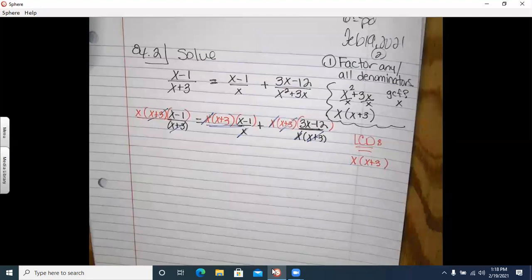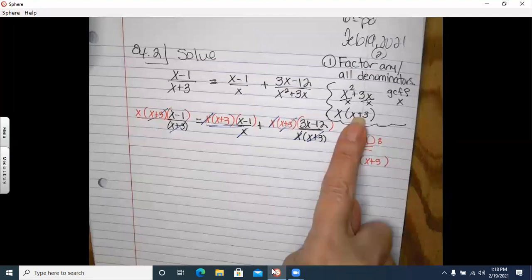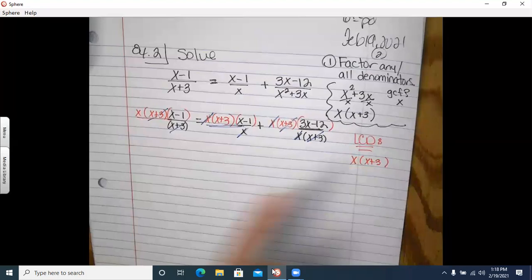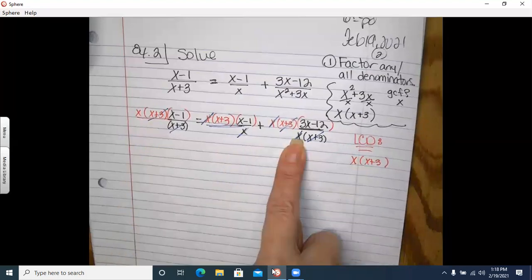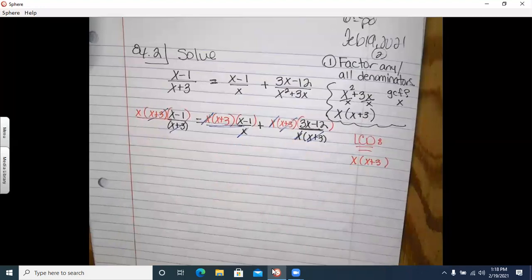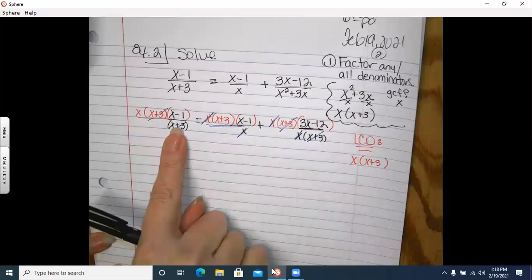Okay. So again, if I would have said, oh, my least common denominator is x plus 3, well, this would have canceled, this would not have canceled, and this x would not have canceled. So we would still have something in our denominator that we had to get rid of, right? All right. So now we go through each fraction, and let's rewrite what's left. So my first fraction, I've got an x times x minus 1.